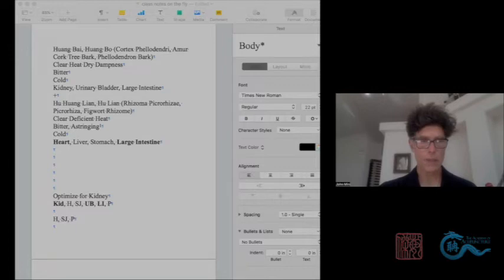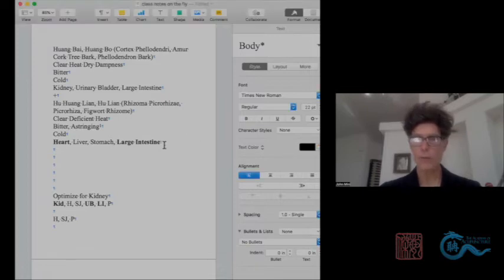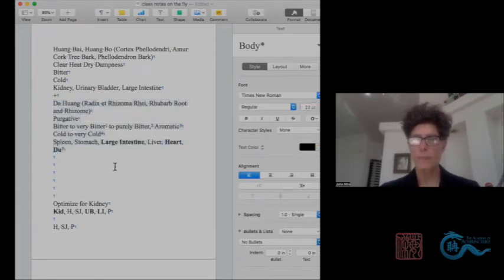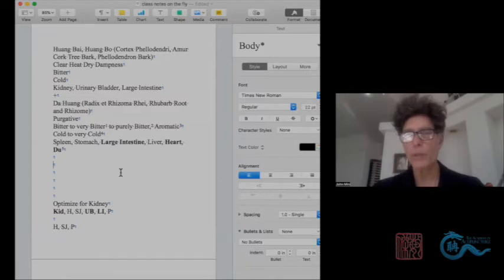Okay, and here comes another one of our Huang formulas. We get 2/3 of another Huang formula here that focuses more on door number 2. Door number 2, you should think immediately, Da Huang. Huang Bai plus Da Huang, what's that going to give us? Look how these stack up, okay? Strong focus on clearing wet heat through door number 2.